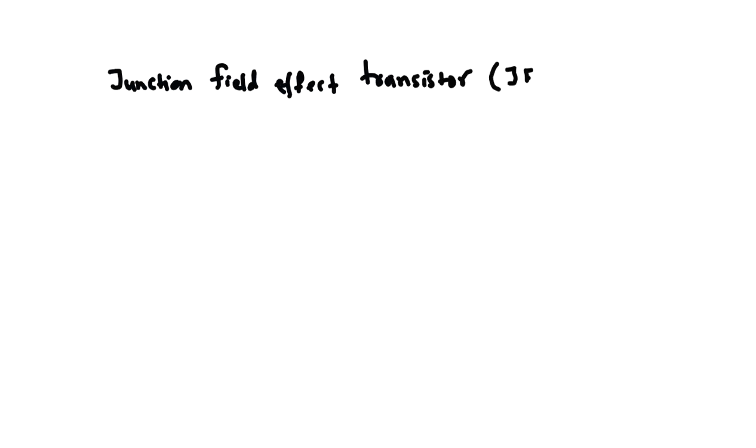So let me write. In short form, it is called junction field effect transistor, JFET, or simply you can also call it FET, field effect transistor. As the name suggests, there is an electric field which controls the conduction through this transistor. And just like bipolar junction transistor, there are two types of FETs or field effect transistors.